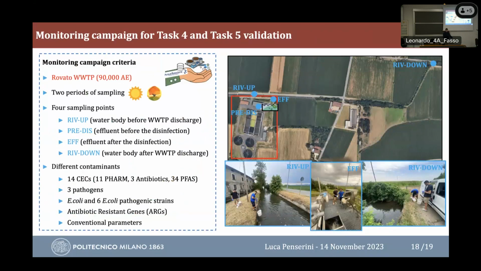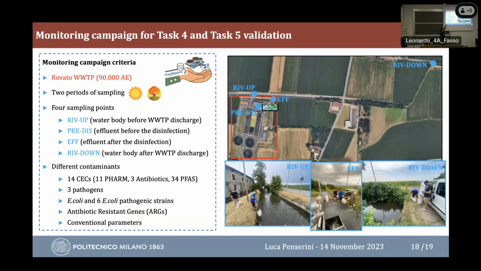And finally, for these last tasks, I'm performing a monitoring campaign from which the data will be used to validate tasks 4 and 5. So data were collected from this monitoring campaign. In particular, a wastewater treatment plant in Rovato will be analyzed during two different periods. 4 sampling points will be analyzed: the river before and after the discharge of the wastewater treatment plant, and the effluent before and after the disinfection. Different contaminants will be analyzed.